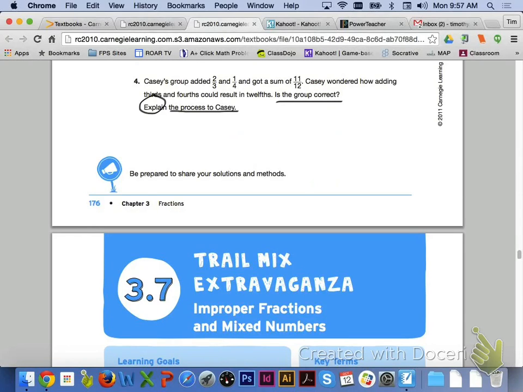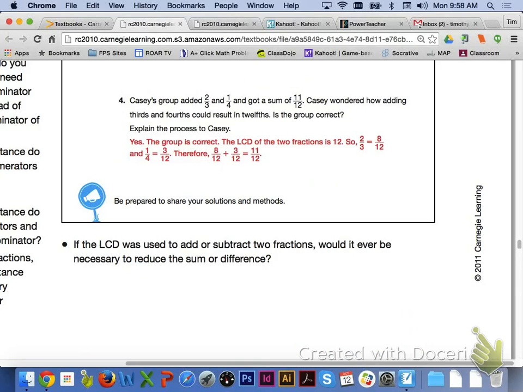Let's finish up the lesson today with number 4. Go ahead and read over the problem situation and answer with your group members. The group is going to be correct. The least common denominator of the two fractions is going to be 12. 2/3 is equal to 8/12. 1/4 is equal to 3/12. So 8/12 plus 3/12 is going to give me 11/12, and that is in simplest form.